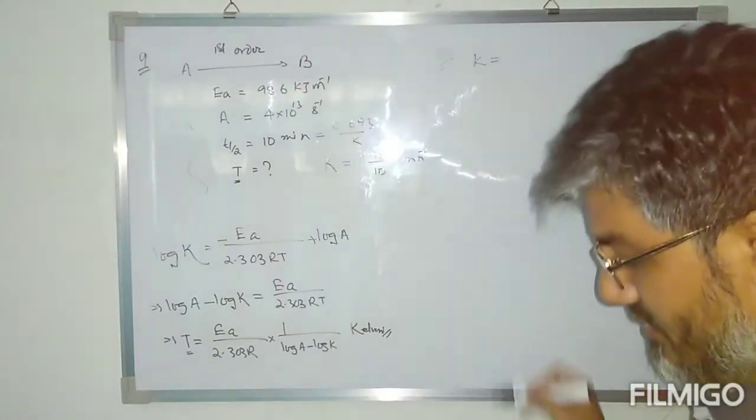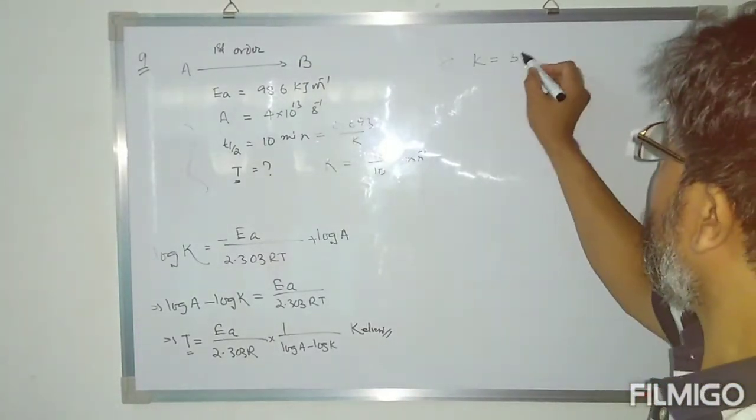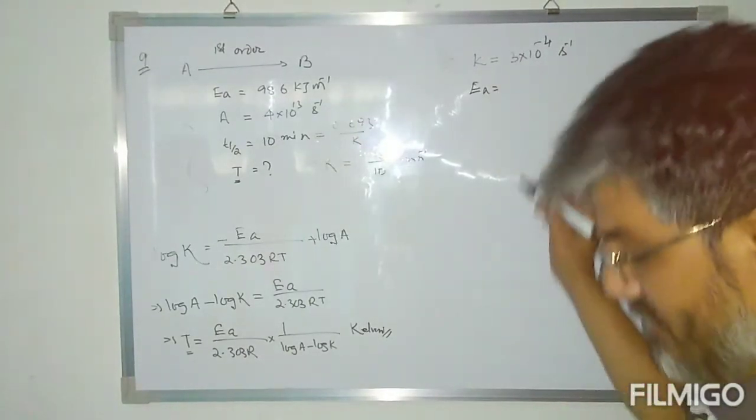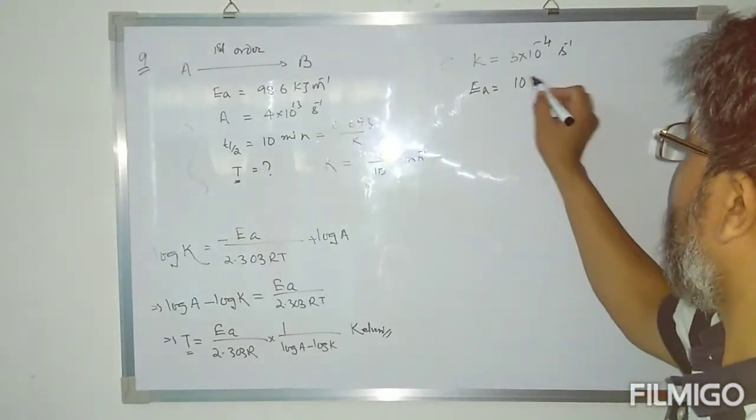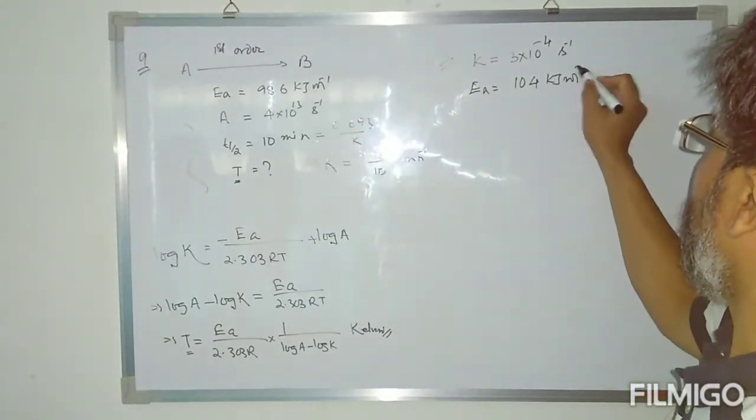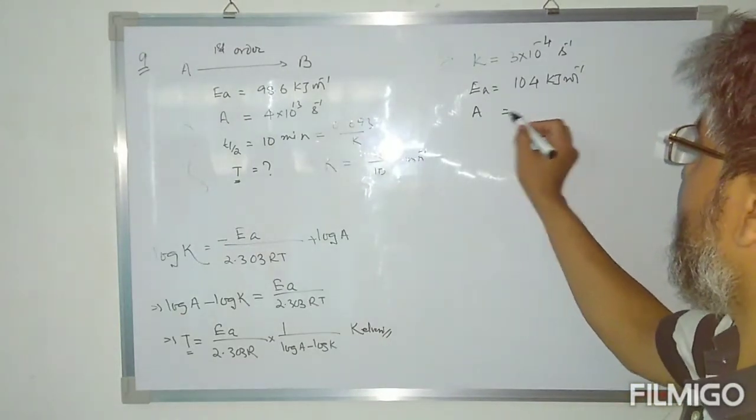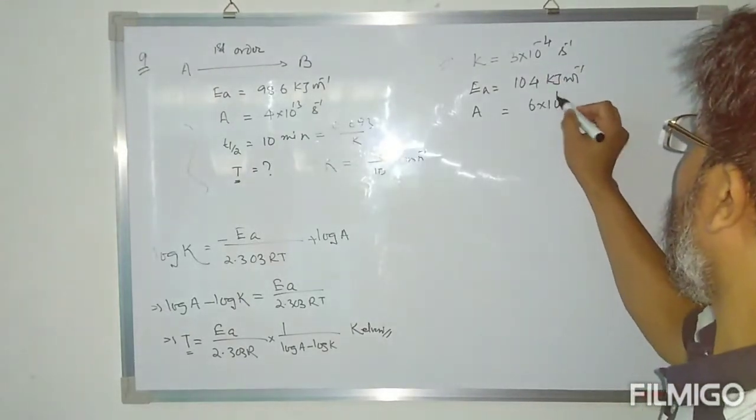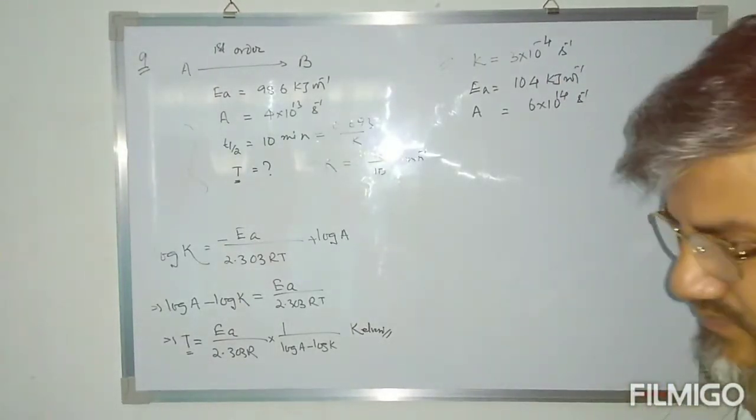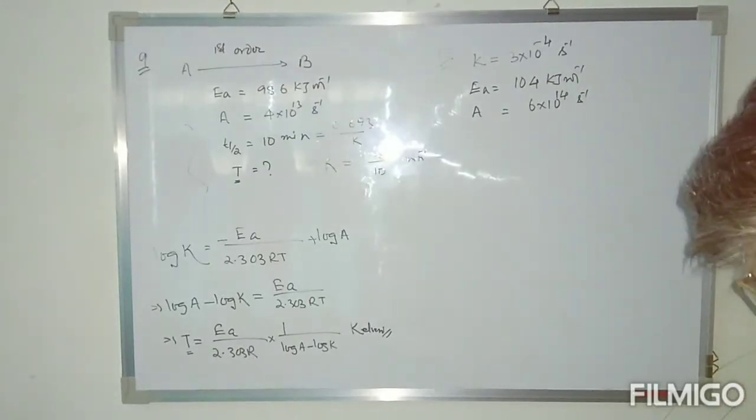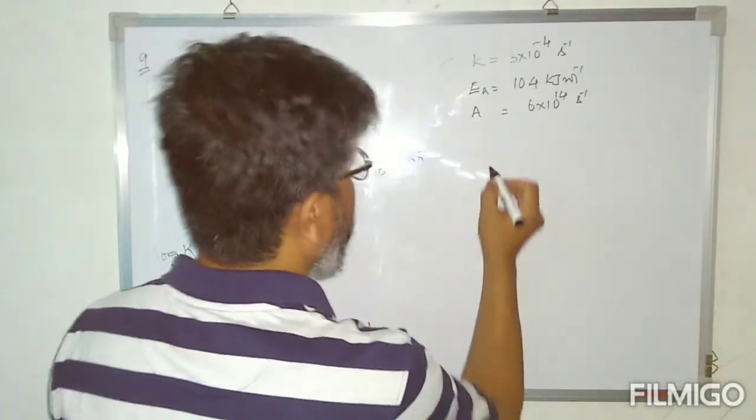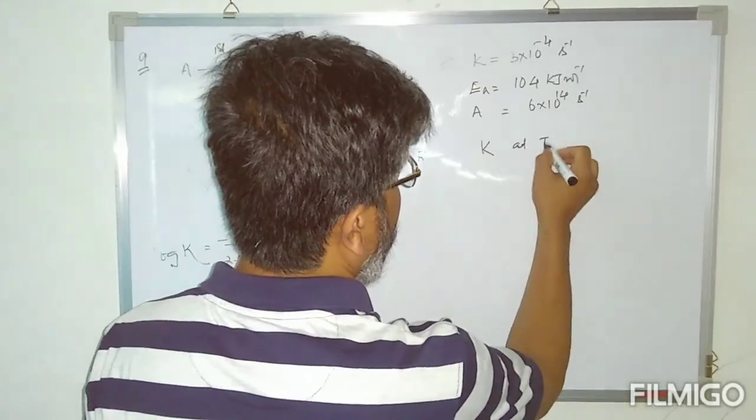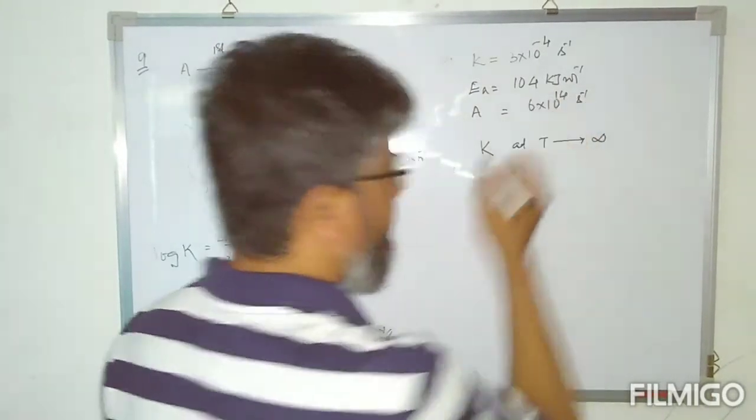The rate constant K for a given reaction is 3 into 10 to the power minus 4 per second. The activation energy for the reaction is 104 kilojoule per mole. The exponential factor A for the reaction is 6 into 10 to the power 14 second inverse. This is at a particular temperature. The question says calculate the value of rate constant K at temperature tends to infinity.